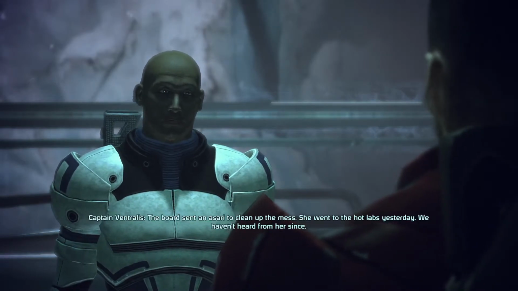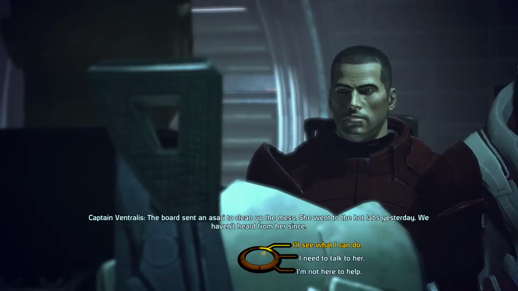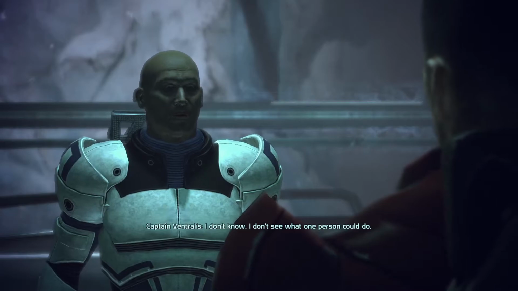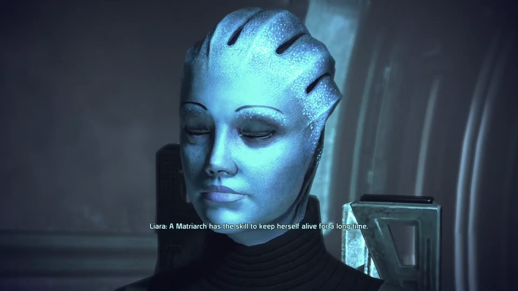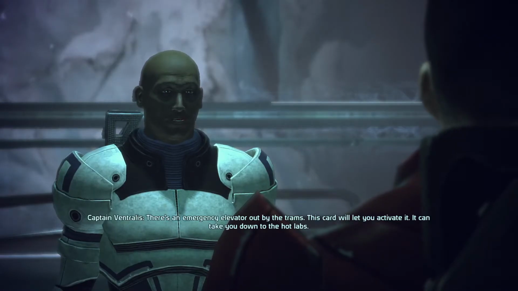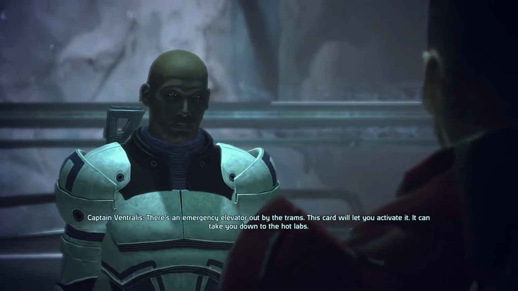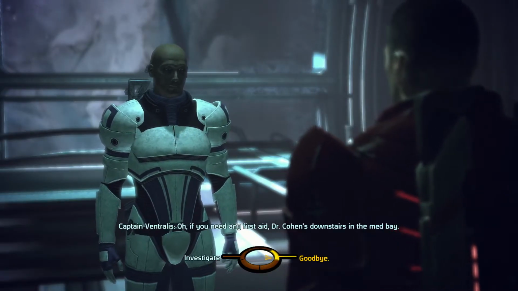The board sent an Asari to clean up the mess. She went to the hot labs yesterday. We haven't heard from her since. Venezia. Is she still over there? I don't know. I don't see what one person could do. A matriarch has the skill to keep herself alive for a long time. There's an emergency elevator out by the trams. This card will let you activate it. Can take you down to the hot labs. Oh, and if you need any first aid, Dr. Cohen's downstairs in the med bay.